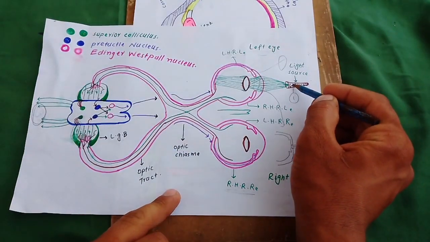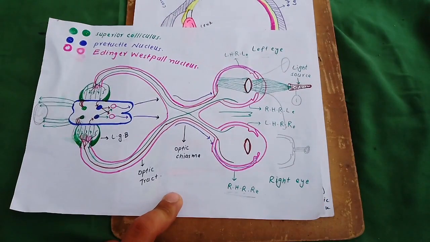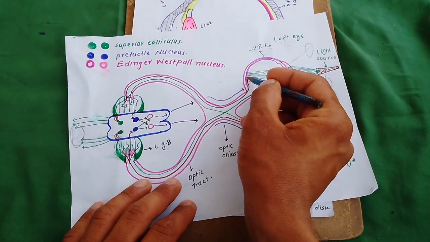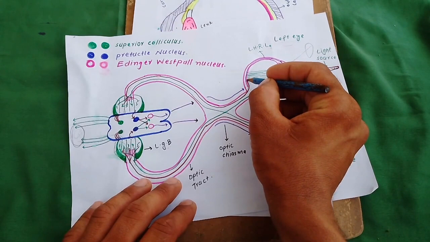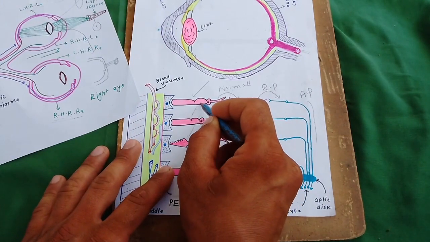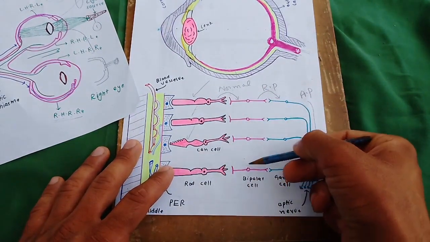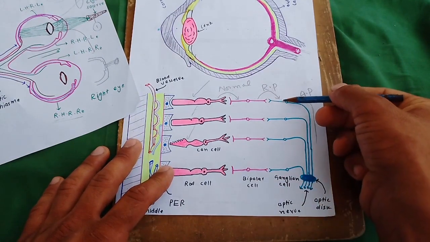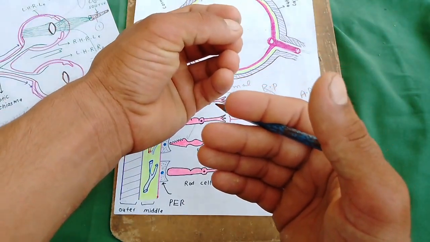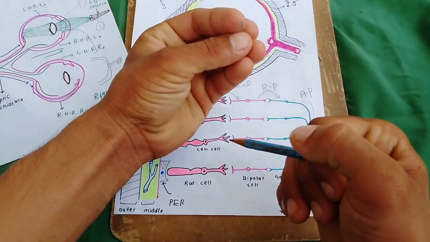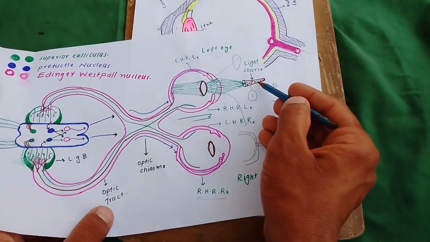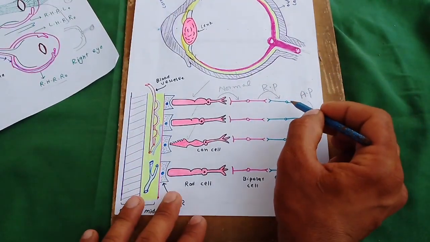Suppose this is a huge light which falls on the eye. The huge light strikes this area, so an action potential is produced. Look at this diagram. In the normal condition, the rod cell is stimulated, the bipolar cell is stimulated, the ganglion cell is stimulated, and an action potential is produced which goes to the occipital lobe of the cerebrum, and thus we see everything as a colorful image.